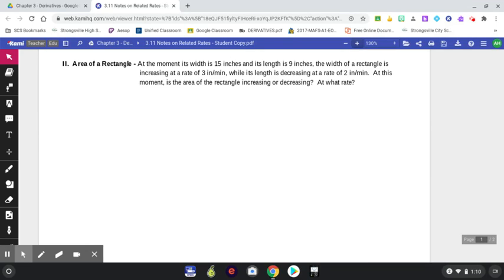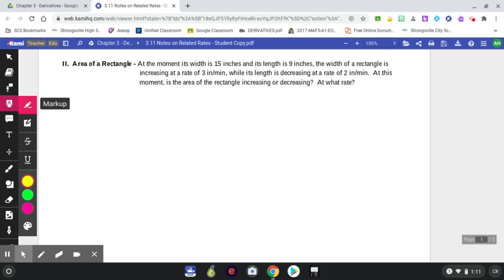All right, so we were working on section 3.11. In the previous video, I had gone over problem number 1. We are talking about related rates, and that's when you are given multiple rates in one particular problem, and your job is to use the information given to determine another unknown rate.